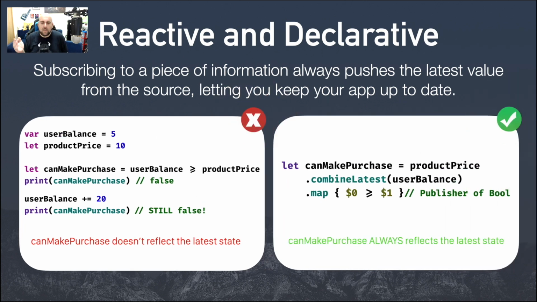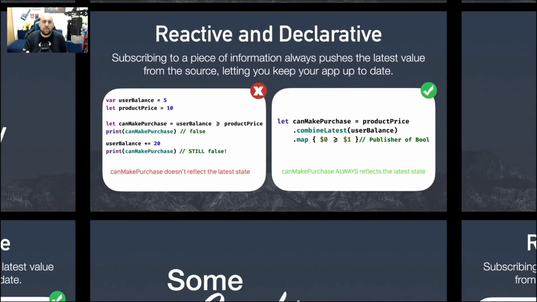If you look at this counterpart Combine code, and you don't necessarily have to understand it at this point, we take a product price and we combine it with the latest thing from the user balance. And whenever each of these change, we map it to, is this bigger than that? And that way we always have this can make purchase boolean that reflects the latest state. And whenever either the price or the balance changes, we always get the truth out of that statement. So this is a really powerful concept that really defines what reactive means.